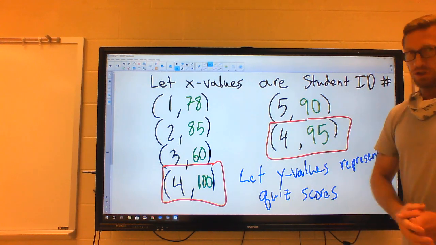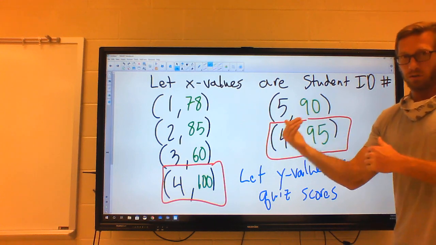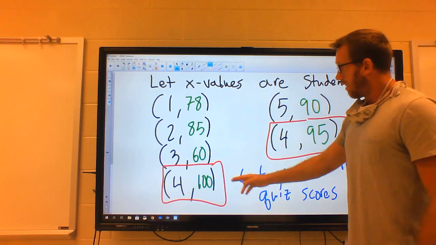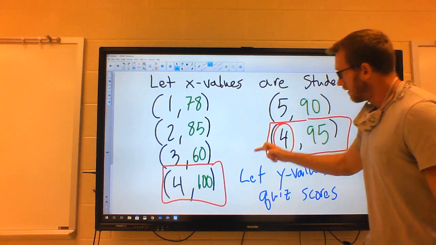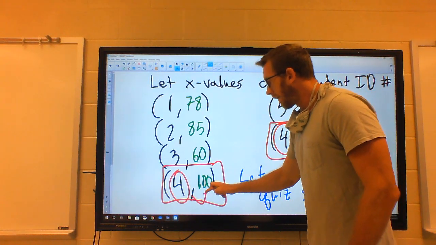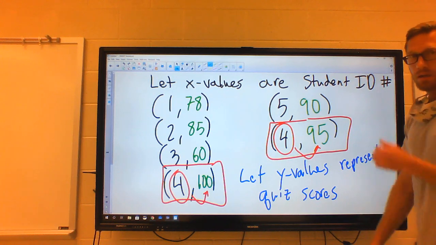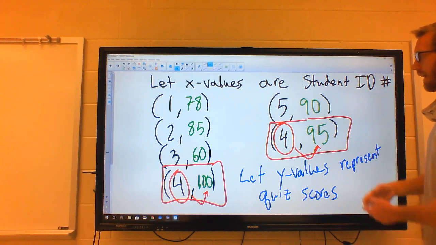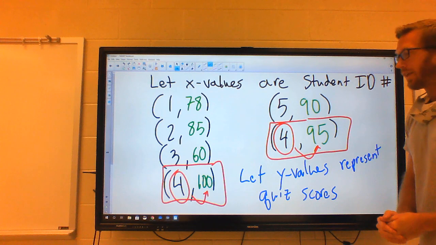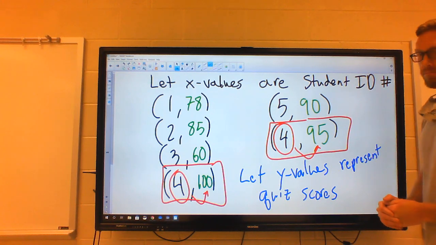This is not a functioning relationship between student and test scores or quiz scores, because this one student, we are already declaring what they scored. We cannot say that that person actually scored something differently, okay?